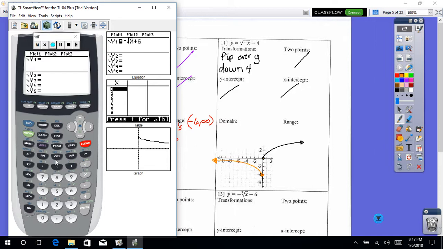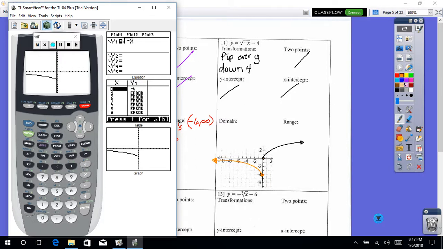Okay, we have square root, negative x, put out from under the radical, minus 4, and hit graph. And there he is. Okay, starts at negative 4, and he shoots off towards the left.